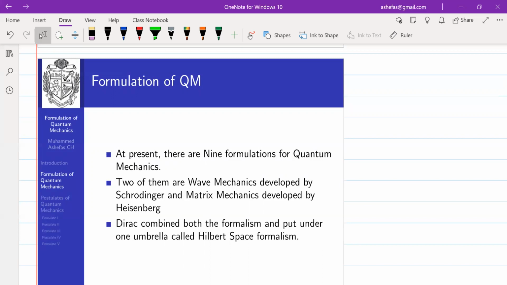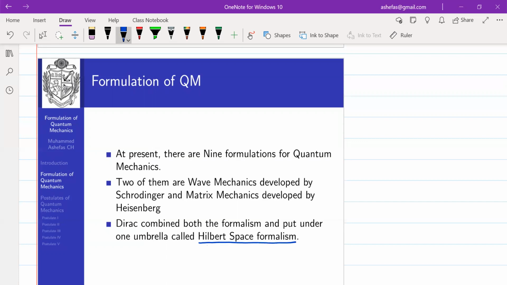But in our course, we are mainly dealing with two formulations of quantum mechanics, namely the wave mechanics, which is developed by Schrödinger, and the matrix mechanics, which is developed by Heisenberg. And Dirac combined these two mechanics in one umbrella. It's called the Hilbert space formalism. So we'll be mainly discussing the Hilbert space formalism in our course.